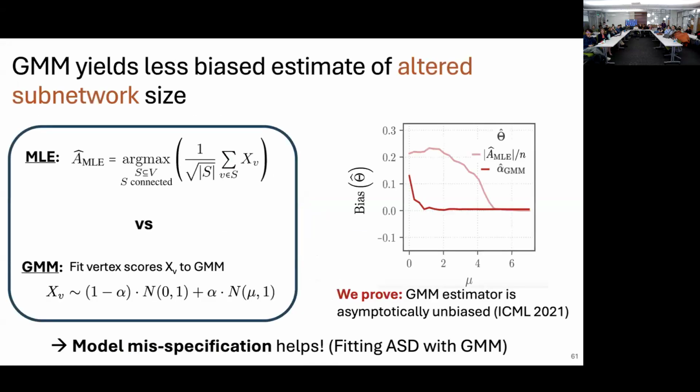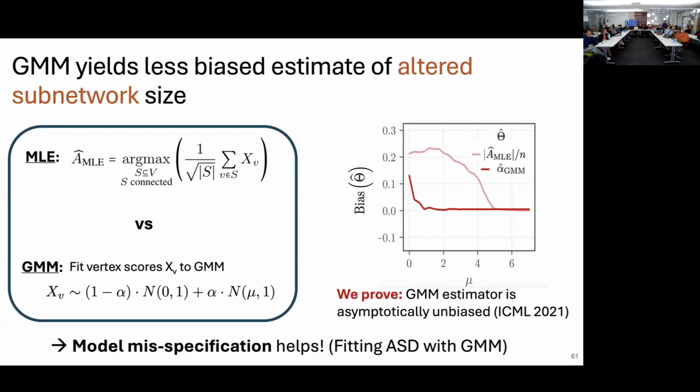The punchline is that if you use this GMM approach, you get a much less biased estimator of the size of the altered subnetwork than using the MLE. We show this empirically, and we also prove it in a follow-up paper. This is interesting because it's a case of model misspecification: you have data from one distribution, and if you fit it to a separate distribution, the GMM, you actually get a better estimate of your parameter compared to using the true distribution. So this is a striking result.